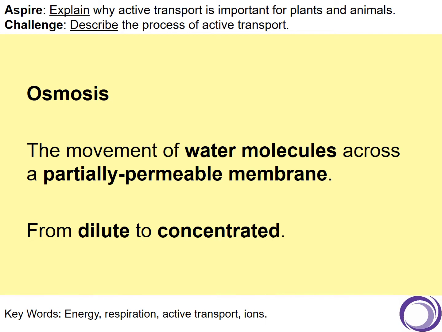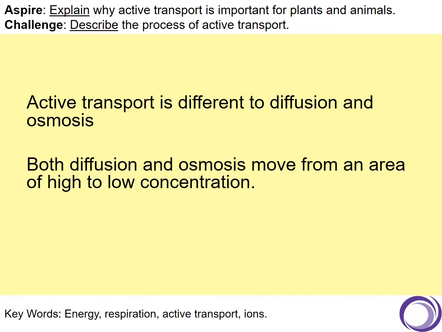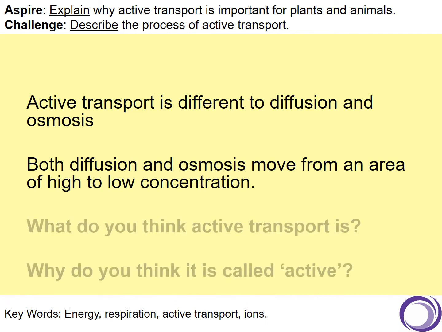That's the movement of water particles, that's 1 mark in the exam, across a partially permeable membrane, for example a cell membrane, that's 2 marks in the exam, from a dilute area to a concentrated area, or where there is a high concentration of water to a low concentration of water. So with both of these, they go from a high concentration to a low concentration, and it just happens. So active transport is a little bit different to both of these.